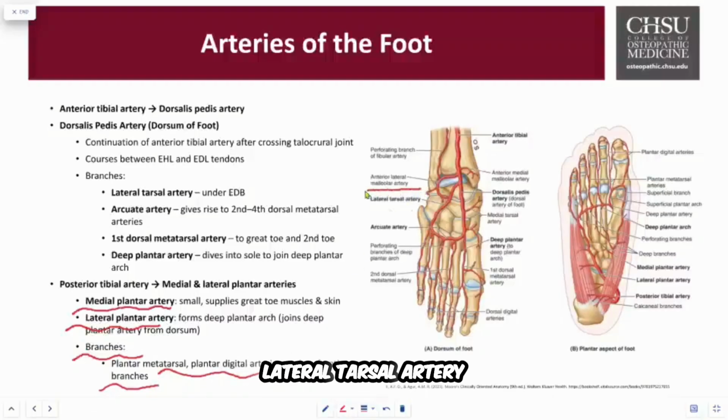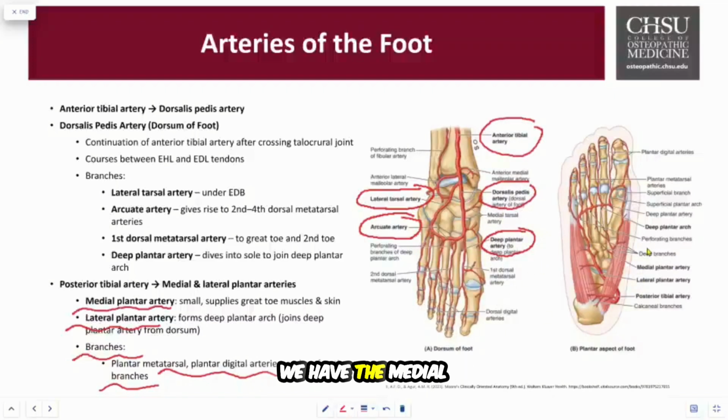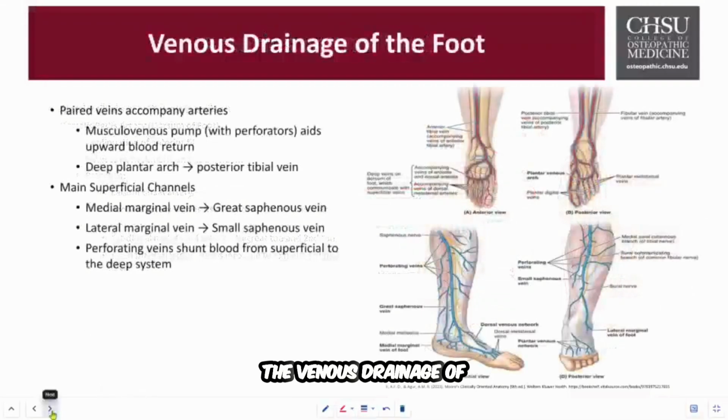On the right, you can see the lateral tarsal artery, the arcuate artery making a curve, the deep plantar artery further down, dorsalis pedis artery as an extension of the anterior tibial artery. Then on the plantar side of the foot, we have the medial plantar artery, lateral plantar artery, posterior tibial artery, and deep plantar arch.